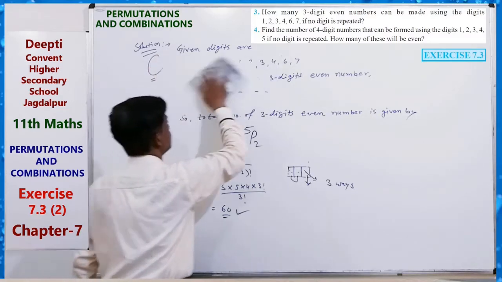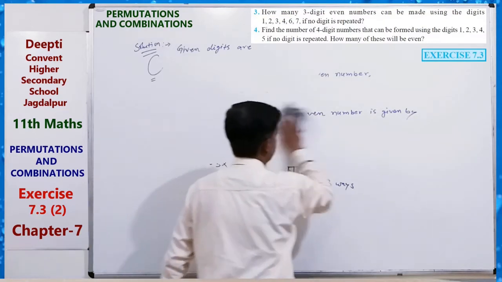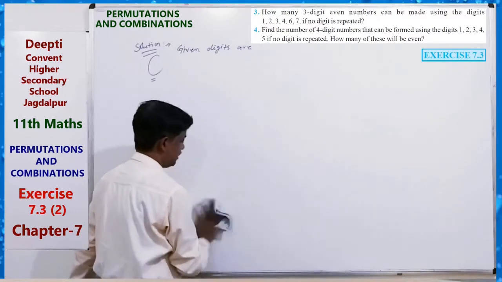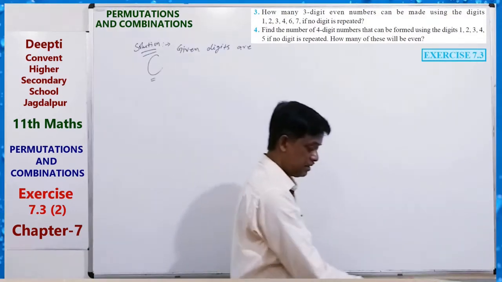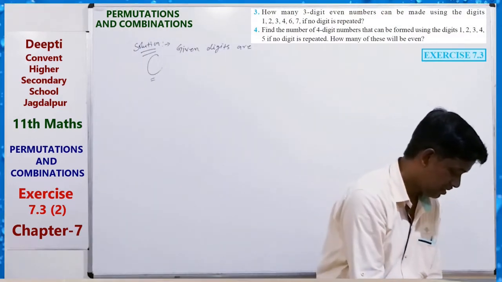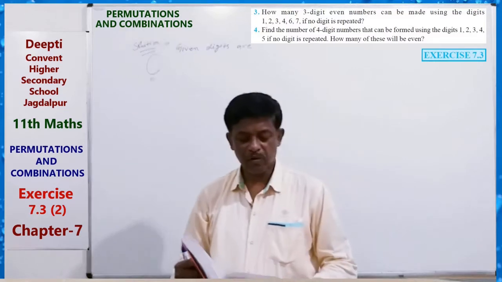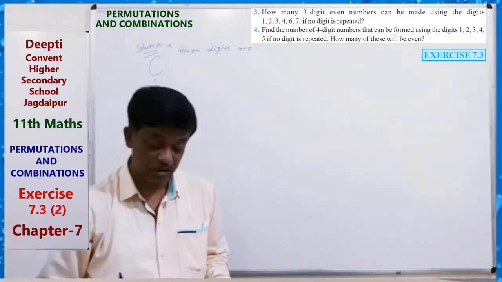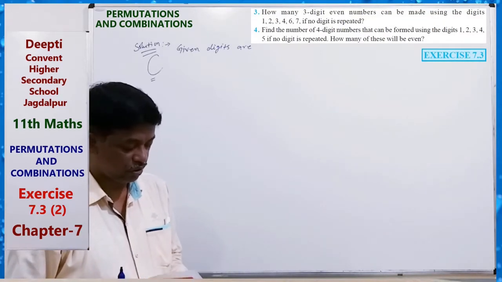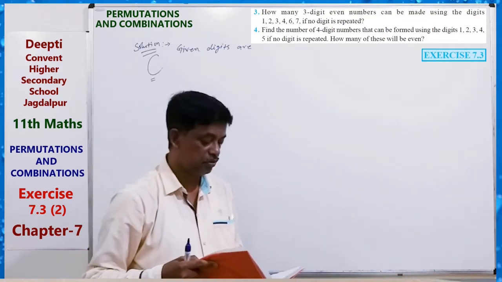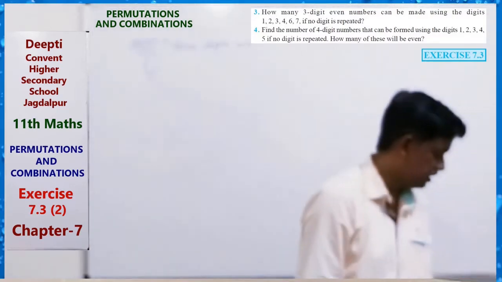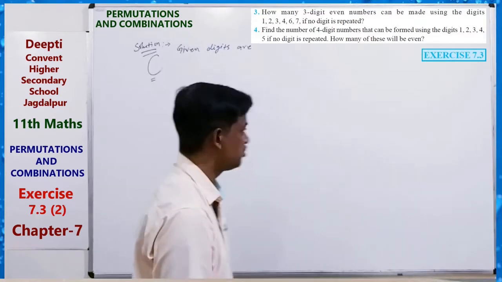Now take question 4. Find the number of 4 digit numbers that can be formed using the digits 1, 2, 3, 4, 5. If no digit is repeated, how many of these are even? The same question is given here. Question 4.